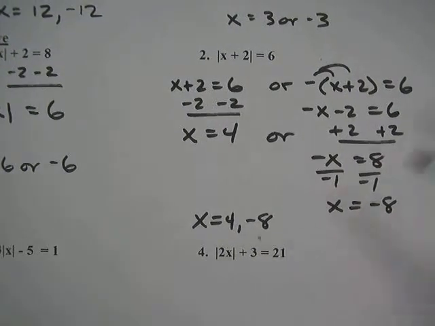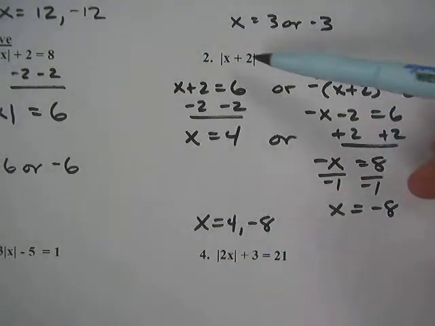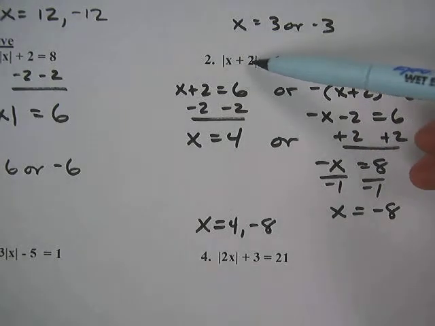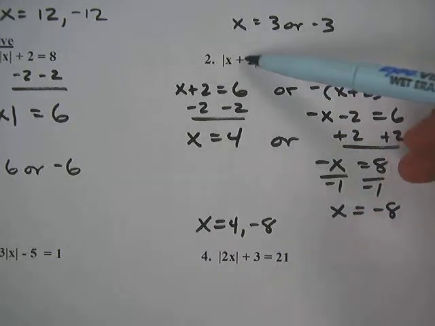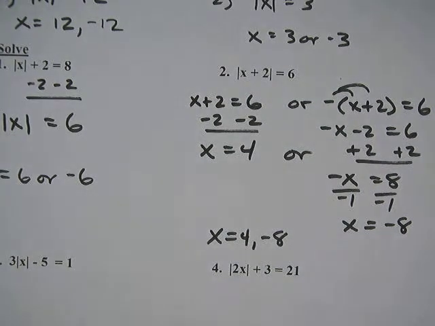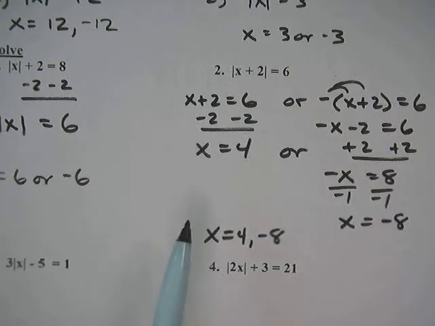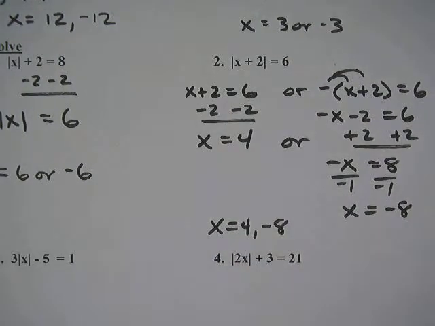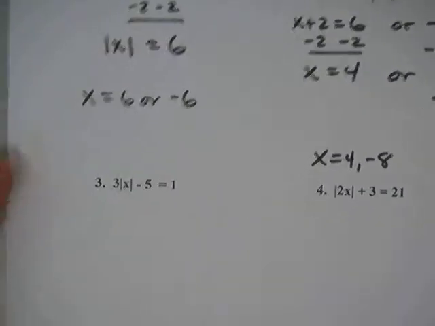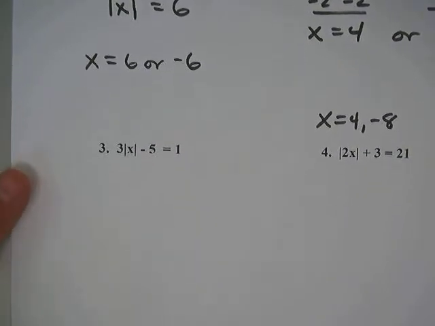If we take a look at these numbers and plug them back into the original, 4 plus 2 is 6. The absolute value of 6 is 6. If I were to take -8, -8 plus 2 is -6. Absolute value of -6 is 6. So they both do work. And this idea of splitting this equation up into two parts is really important, because again, we're looking for two values: one that represents the positive number, or the number to the right of 0, and then the number to the left.